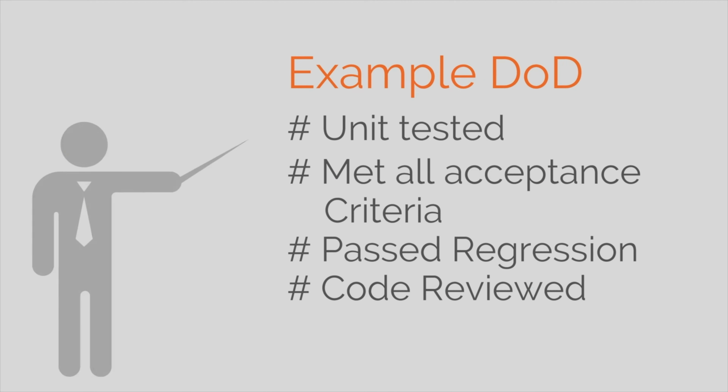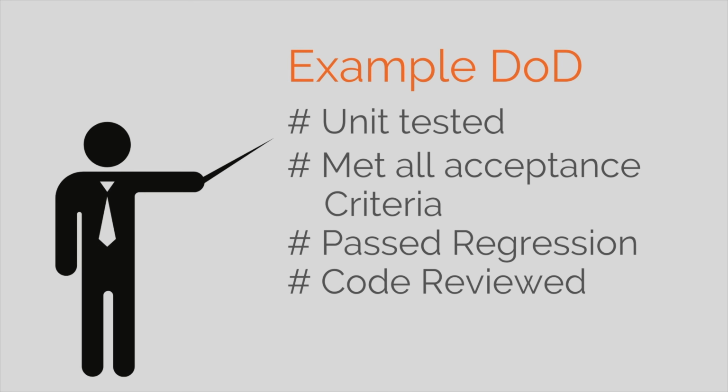On the other hand, the definition of done is a single list that applies to all the user stories without exception. Here's an example of a definition of done. The developer has unit tested the functionality, all acceptance criteria have been met, regression tests have been completed, and code has been reviewed by another developer.